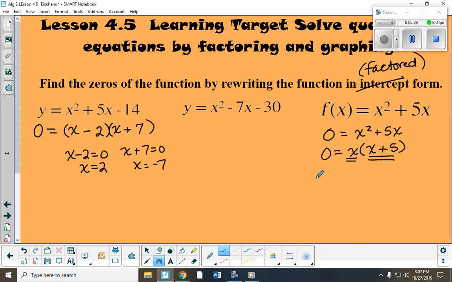So we set those factors equal to 0. So x equals 0 is one solution. And set the x plus 5 equal to 0. Subtract 5 from each side. So x equals -5. There we go.